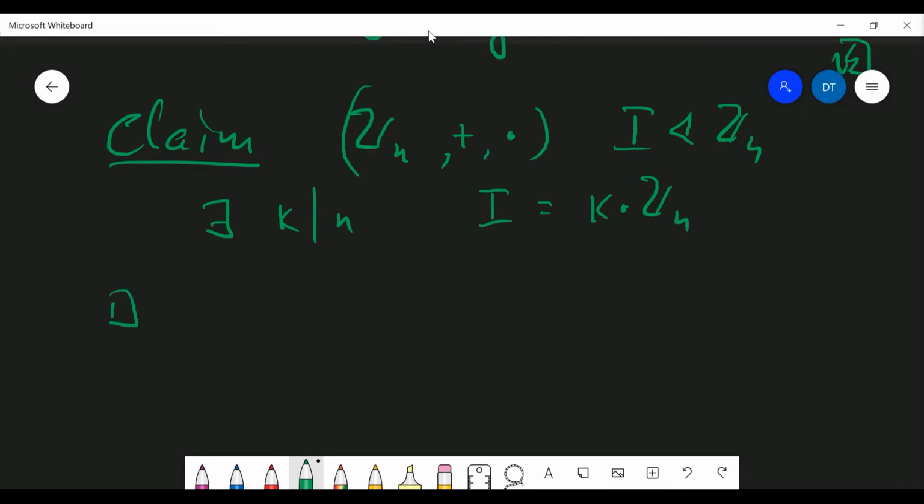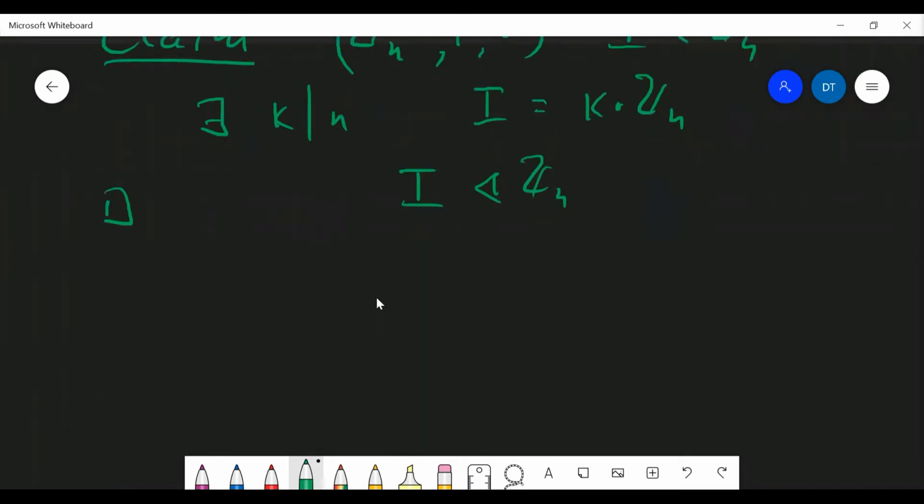Well, I didn't prove this in the lecture, but during a seminar session, I proved that all the subgroups are of this form. But let me do it here. So suppose we have an ideal here. Well, there are two options. Since I must be a subgroup, it always contains the zero element. So there are two options.